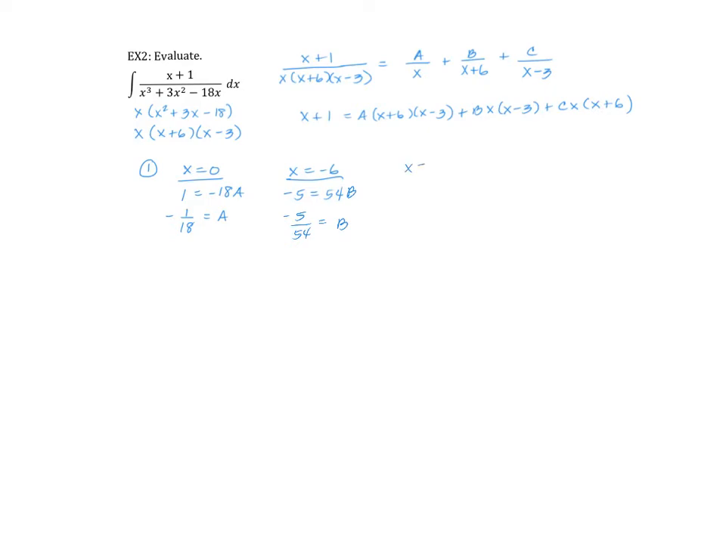So the last thing I'm going to choose is x to be 3. If x is 3, we have 4 equal, and then we have 9 times 3, so I guess that would be 27c. So c is 4 over 27.